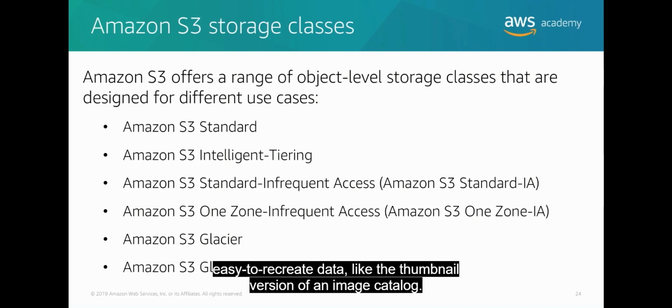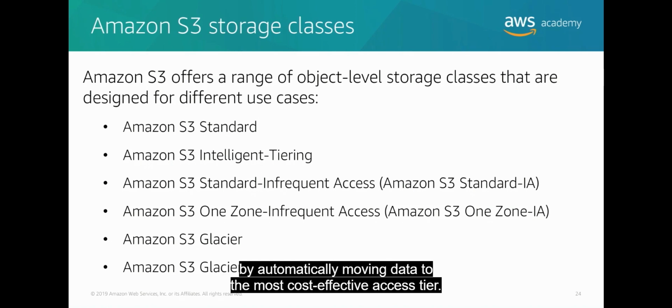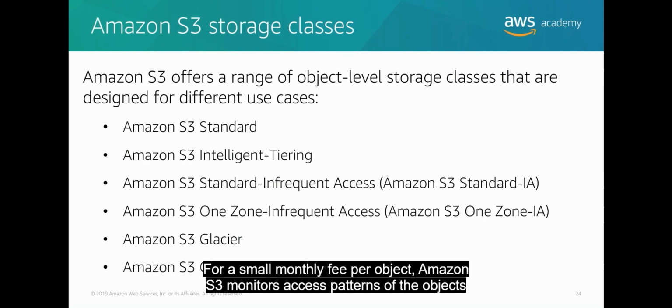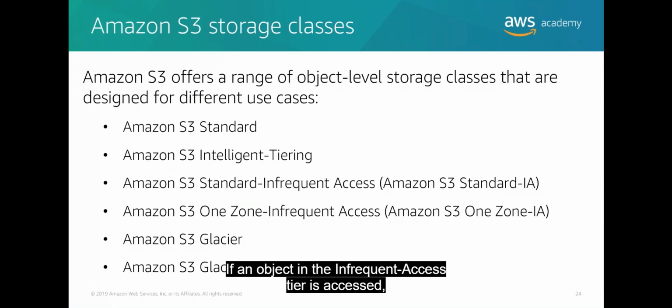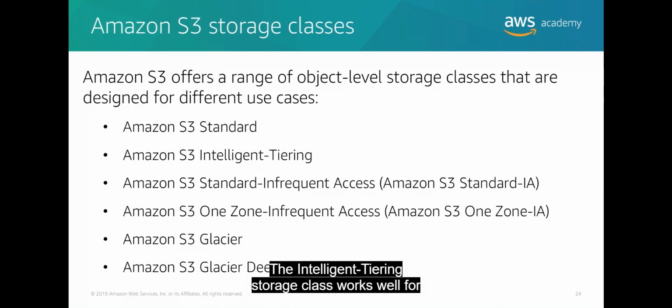The Amazon S3 Intelligent Tiering storage class is designed to optimize costs by automatically moving data to the most cost-effective access tier. For a small monthly fee per object, Amazon S3 monitors access patterns of the objects in Amazon S3 Intelligent Tiering and moves the objects that have not been accessed for 30 consecutive days to the infrequent access tier. If an object in the infrequent access tier is accessed, it is automatically moved back to the standard access tier. The Intelligent Tiering storage class works well for long-lived data with access patterns that are unknown or unpredictable.